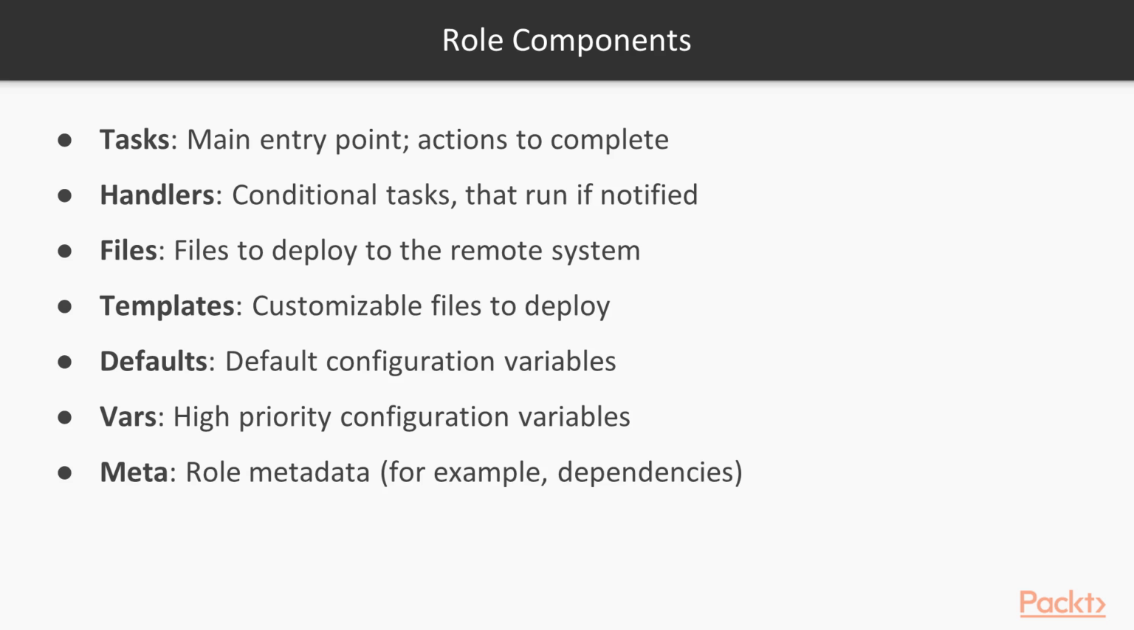Finally, we have the meta subdirectory. This is important when we deploy our role to Ansible Galaxy, which we'll look at in the next video, because it allows us to specify documentation and dependencies so that if someone installs that role, they get the necessary dependencies as well. There are several directories here that a role can contain. Every role at least contains tasks.